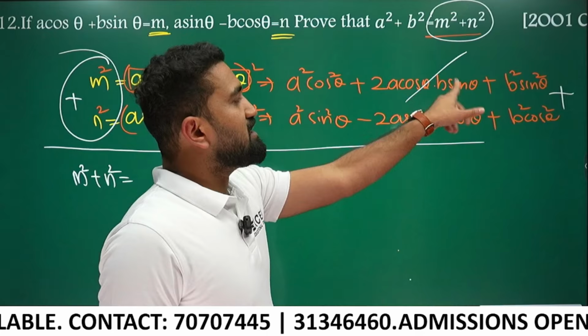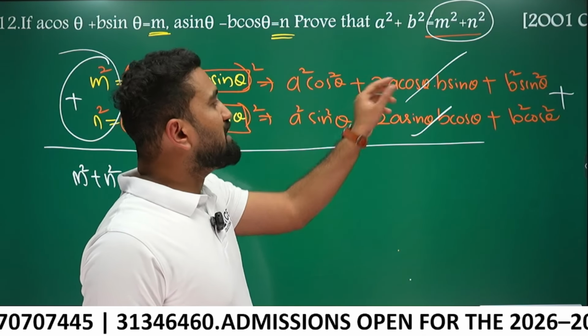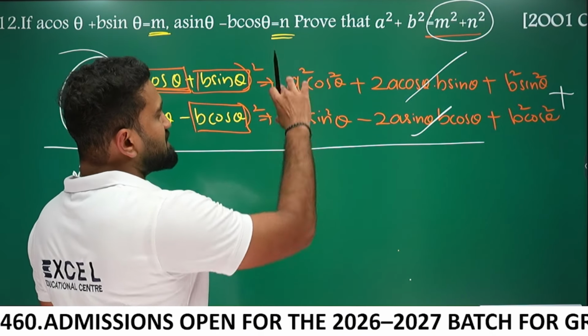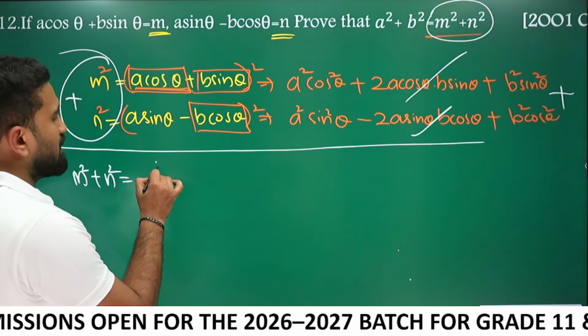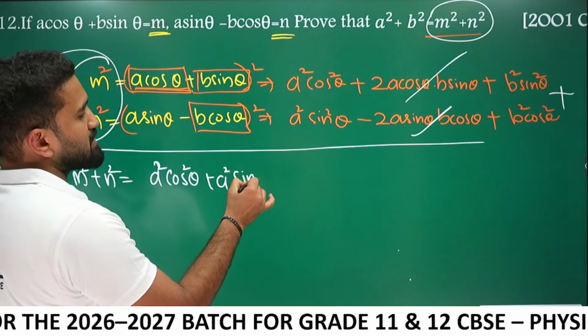2ab cos theta sin theta, 2ab cos theta sin theta. The same terms, one is plus, the other one is minus. They will cancel. Okay. Now, the next term is these two: a square cos square theta plus a square sin square theta.